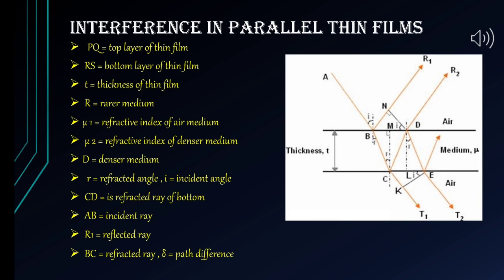Now coming to the thin film interference experiment. As you can see in the diagram, PQ represents the top layer of the thin film, RS represents the bottom layer of the thin film, and t represents the thickness of the thin film. R is the rarer medium, mu1 is the refractive index of the air medium, mu2 is the refractive index of the denser medium, and D is the denser medium. r is the refracted angle, i is the incident angle, CD is the refracted ray at the bottom, AB is the incident ray, R1 is the reflected ray, BC is the refracted ray, and sigma is the path difference.